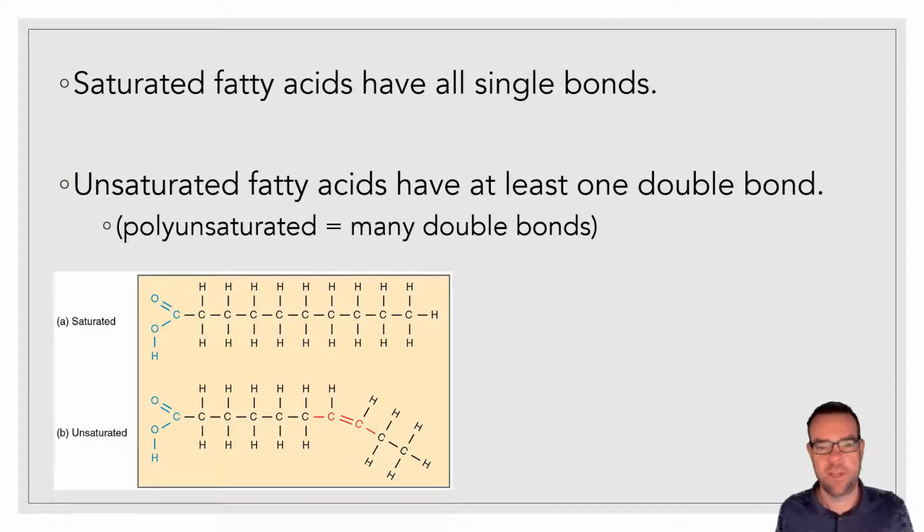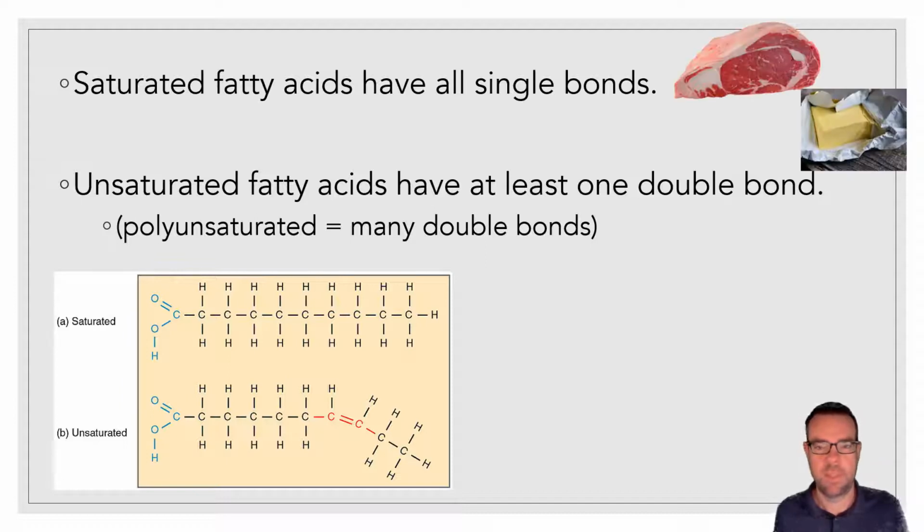The tails can actually occur in a couple of different structures. The two we need to really worry about: saturated tails have all single bonds. Saturated means full, so all the spots to bond are full. Whereas unsaturated means that there's at least one double bond there. And if there's more than one, it's called polyunsaturated. But that double bond causes a bend or a kink in that tail. And that's going to be important for the actual structure of the molecule and the physical properties of that.